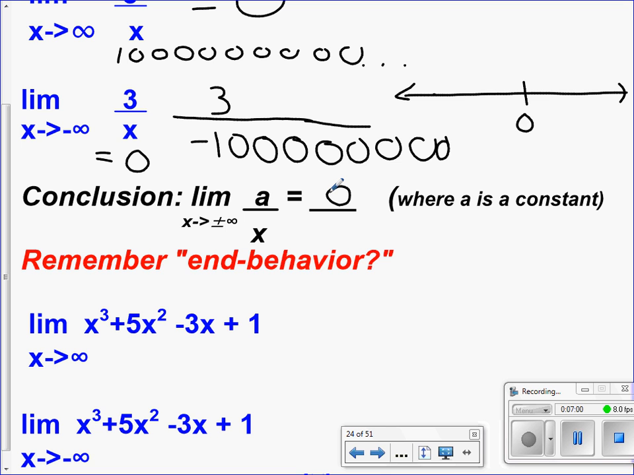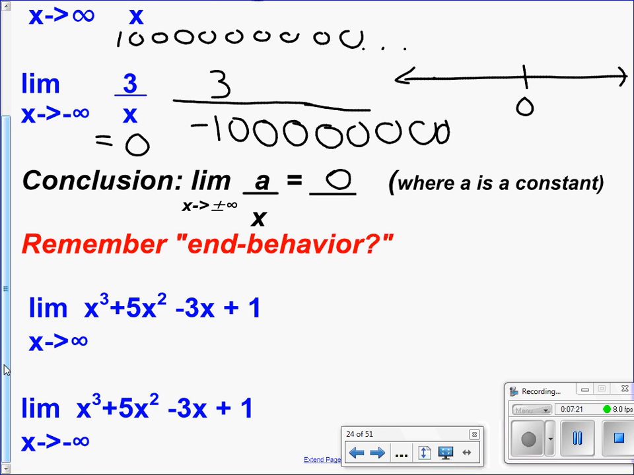Yep. If x was approaching infinity, and that made the denominator approach infinity, yes, then it'll still be 0. Okay.